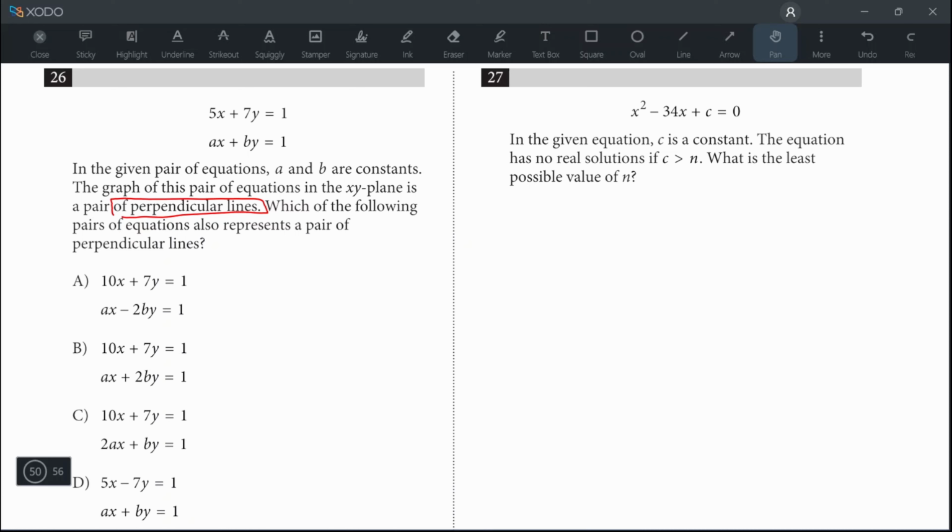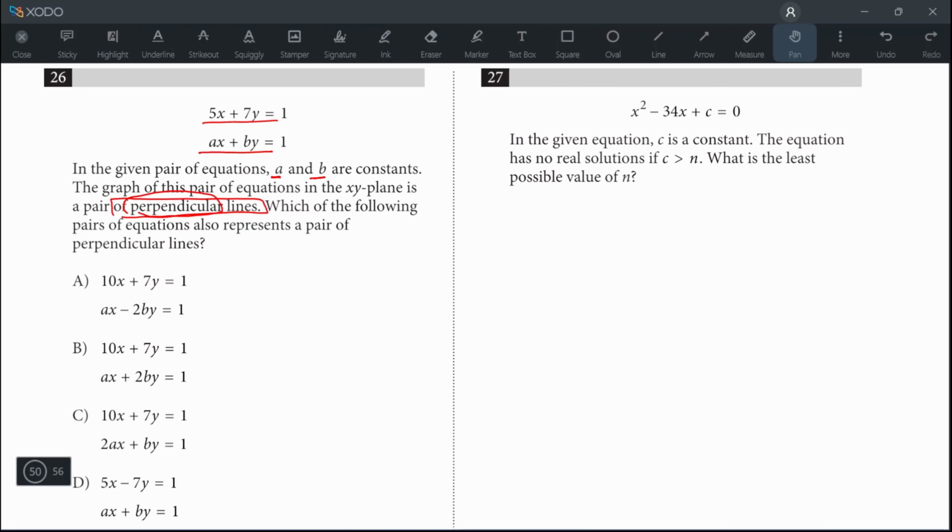The first step here is to find the values of A and B, and we can do that by finding the slopes of these two equations, given that these lines are perpendicular. So let's find the slope of the first equation. First step, we'll move x to the other side, so we'll have a negative 5x, and then we'll divide by 7. So we'll have a negative 5x over 7. So the slope is negative 5 over 7.